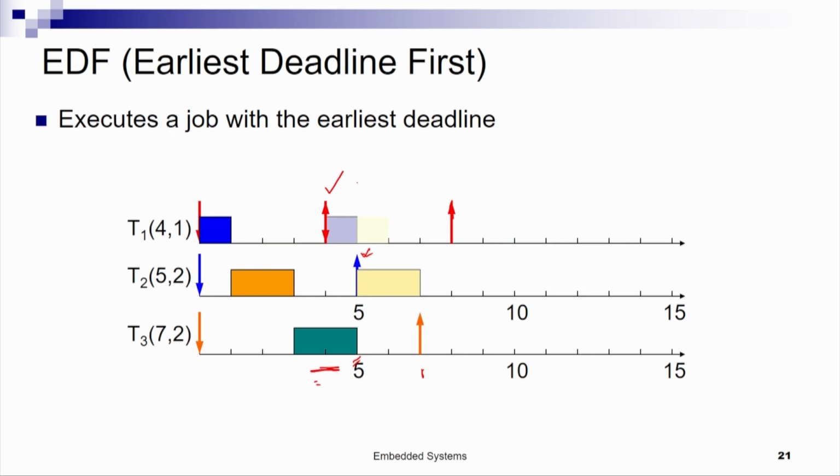For the second job of T2, the deadline is going to be 10. For the first job of T2, the deadline was 5. So, for the second job of T2, the deadline is going to be 10. Now, between T2 and T1, we see that for the second job of T1, the deadline is 8, and for the second job of T2, the deadline is 10. So, the second job of T1 has a higher priority here, and hence this executes. The second job of T1 executes.